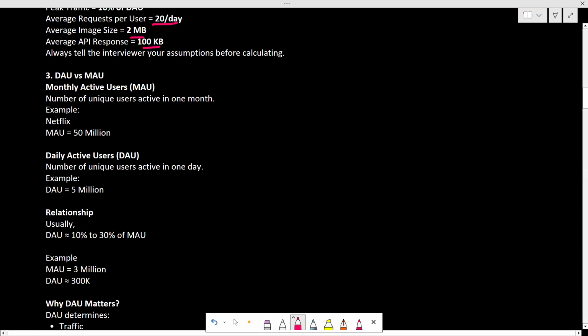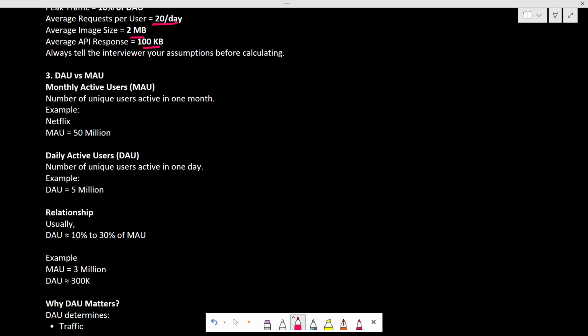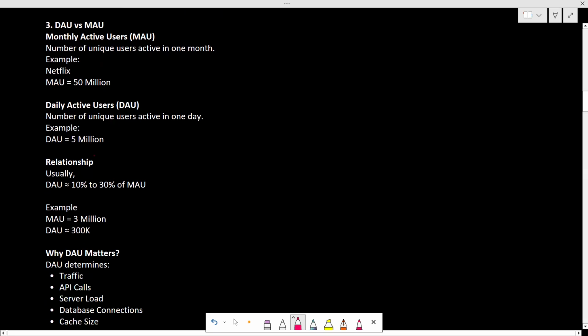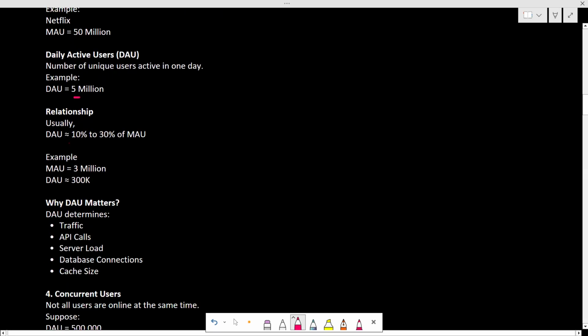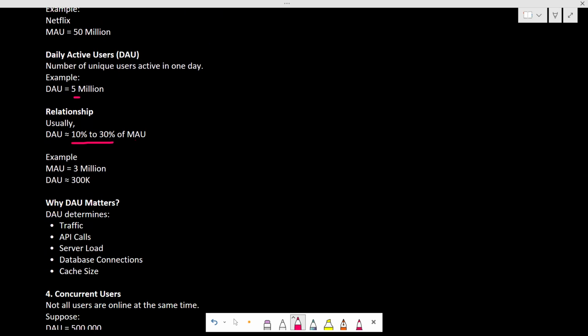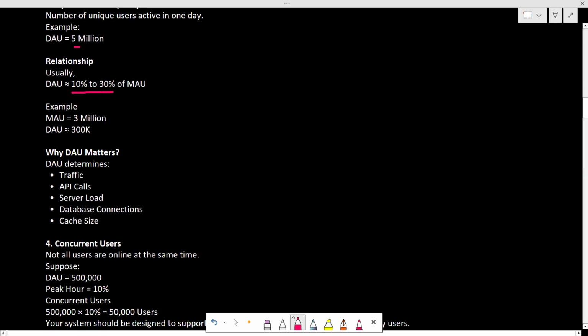So here I've also given one example for Netflix. Suppose MAU is 50 million and daily active users is 5 million. So the relationship is that DAU is almost 10 to 30% of MAU. Okay, what I've told: suppose MAU is 3 million, then DAU is about 3 lakhs.